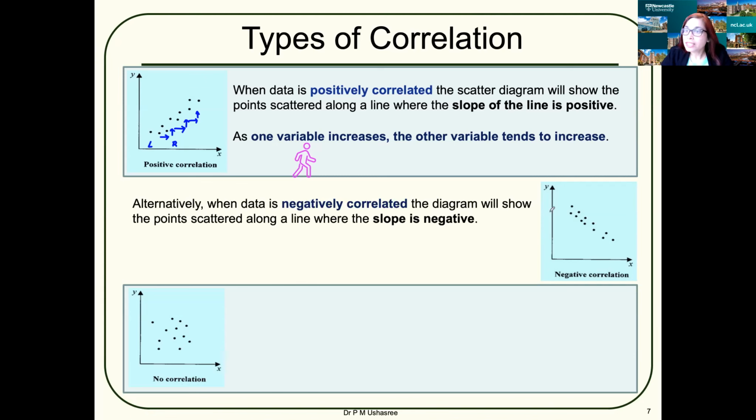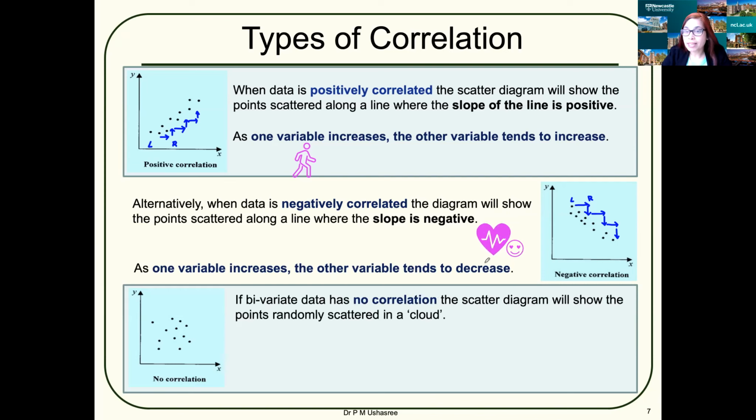Next, what is a negative correlation? Just opposite to that. The slope is negative. That is, as you go from left to right, as x increases, variable y decreases. In other words, as one variable increases, the other variable tends to decrease. The best example I can give is, the more I exercise, the less likely I will suffer from any cardiovascular diseases or any heart diseases. So that's a very good example, isn't it?